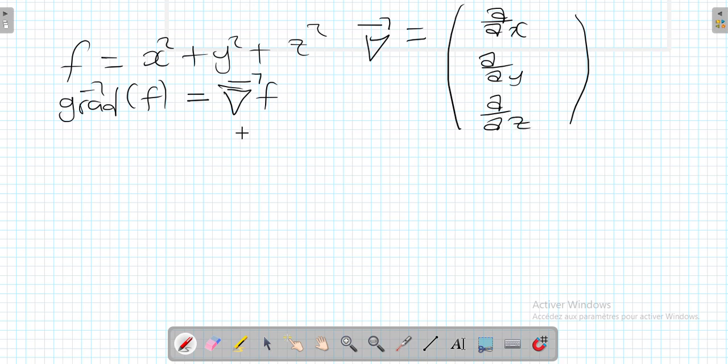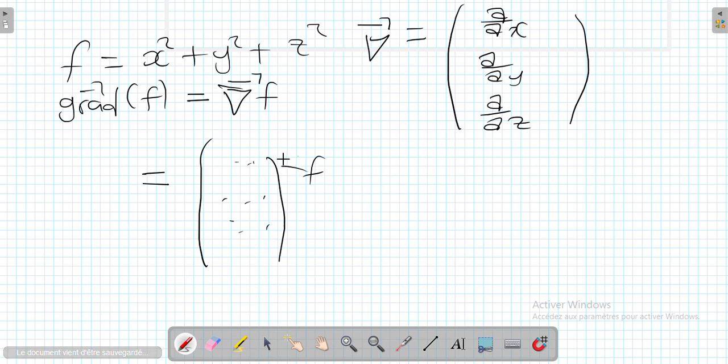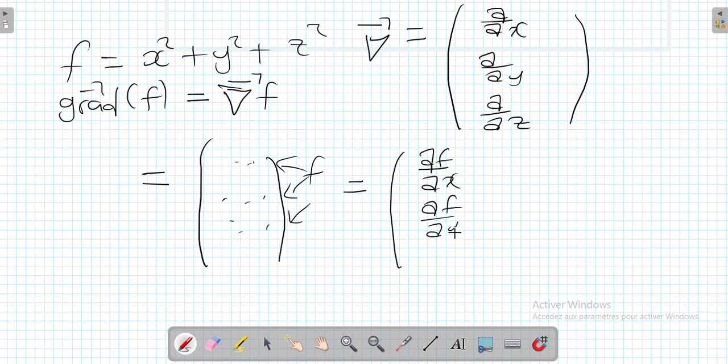Very simple. Then gradient means I'll get this multiplied by f, which means if I'm multiplying a scalar outside, I just multiply it to every component like this. So gradient will give me partial derivative of f with respect to x, partial derivative of f with respect to y, partial derivative of f with respect to z.